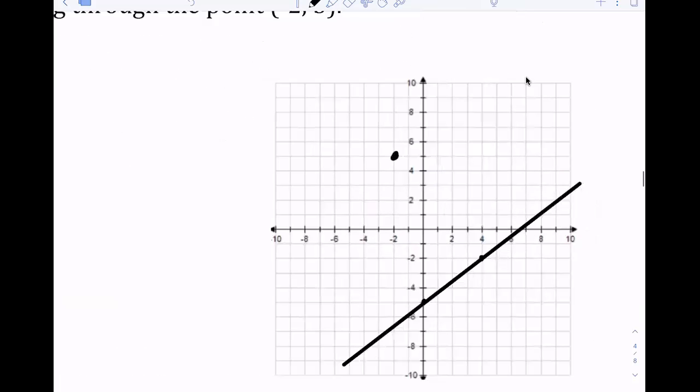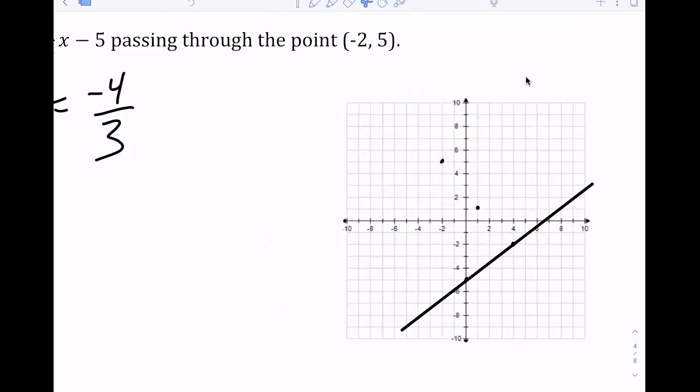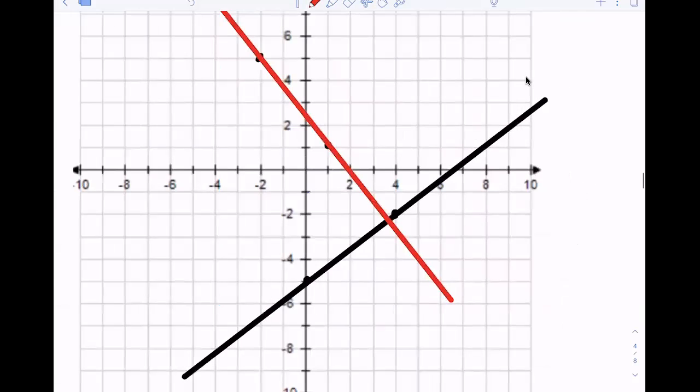So from this point, I'm going to go down 4 and to the right 3. So watch. Down 4: 1, 2, 3, 4, over 3. So it's right there. Now what I'm going to try to do is make this smaller. Now from there, when I draw the line and go through the other line, it should look like what type of angle? A 90-degree angle. Yes, it's a cross, but it's exactly a 90-degree angle.